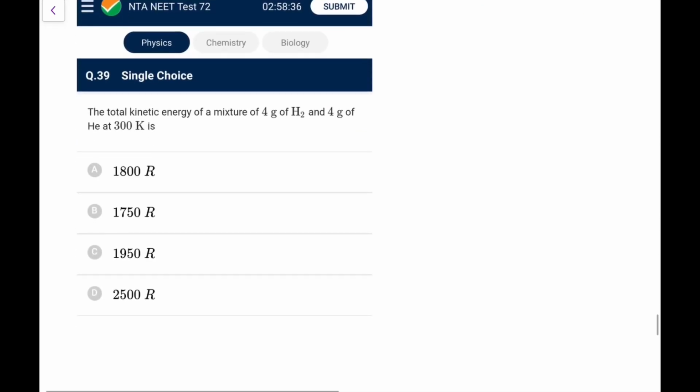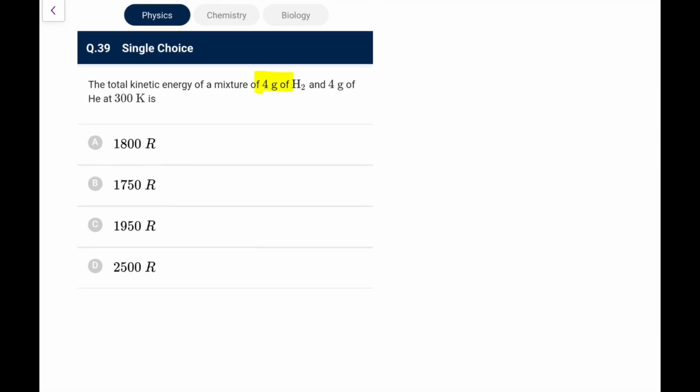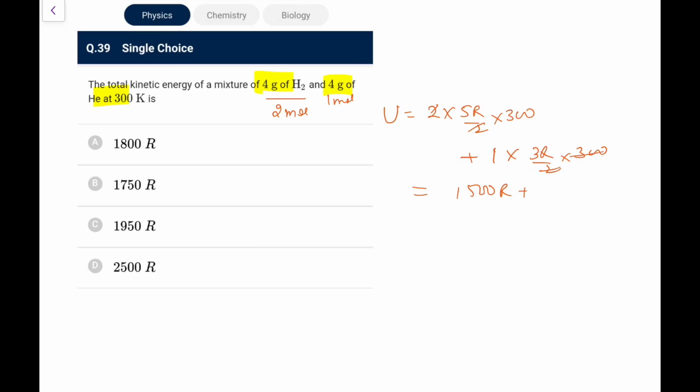Next, the total kinetic energy of a mixture of 4 gram of hydrogen and 4 gram of helium is. So what we can say, for an ideal gas, total energy, basically your total internal energy, is total kinetic energy only. So energy would be, 4 gram of H2 means this is 2 moles and this is 1 mole. So this is 2, this is diatomic, so 5R by 2 into 300, plus 1 into, helium, that is mono, 3R by 2 into 300. So this is 1500 R, and this comes out as 150 into 3, 450 R. So it is 1950 R. I'll go for option C here.